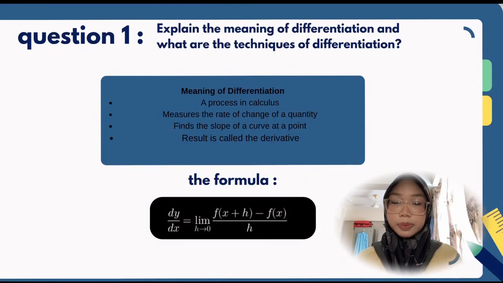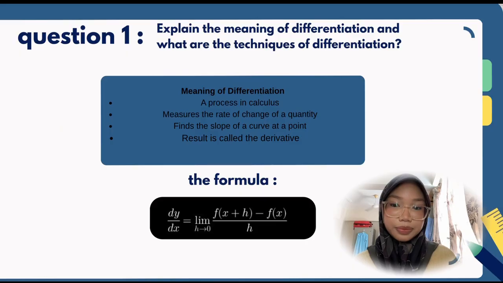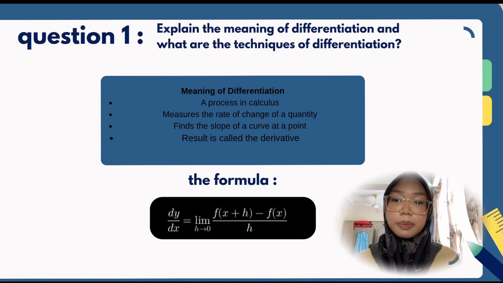To start with, I will explain the meaning of differentiation and the techniques used in differentiation. Differentiation is a process in calculus that measures how a quantity changes with respect to another quantity. In simple words, it helps us find the rate of change or the slope of a curve at a certain point. The result of differentiation is called the derivative. The basic formula for differentiation is f prime of x equals the limit as h approaches 0 of f of x plus h minus f of x, over h.